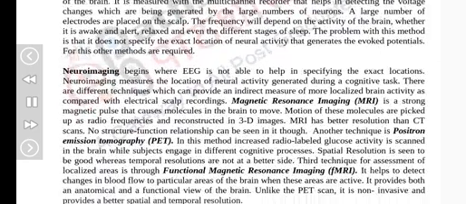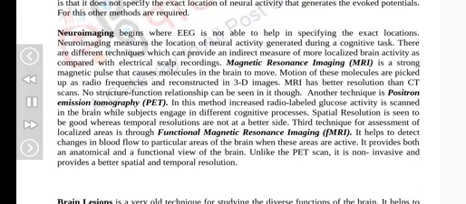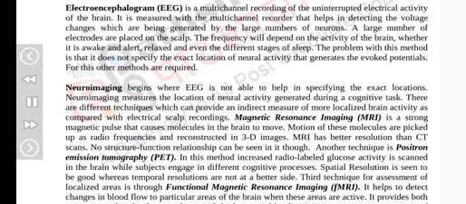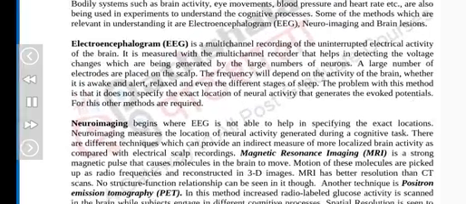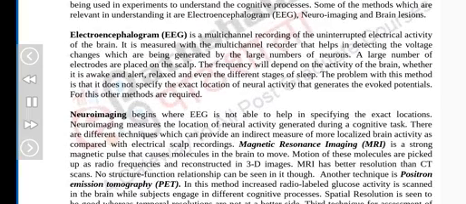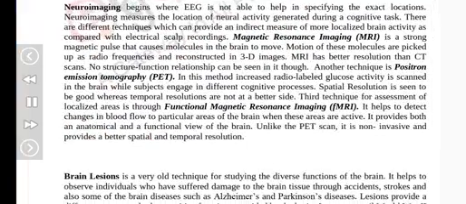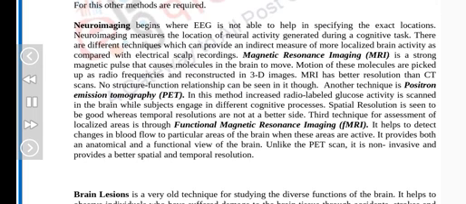Neuroimaging begins where EEG is not able to help in specifying the exact locations. Neuroimaging measures the location of neural activity generated during a cognitive task. There are different techniques which can provide an indirect measure of more localized brain activity as compared with electrical scalp recordings. Magnetic resonance imaging (MRI) uses a strong magnetic pulse that causes molecules in the brain to move. Motion of these molecules is picked up as radio frequencies and reconstructed in 3D images. MRI has better resolution than CT scans. No structure-function relationship can be seen in it, though.